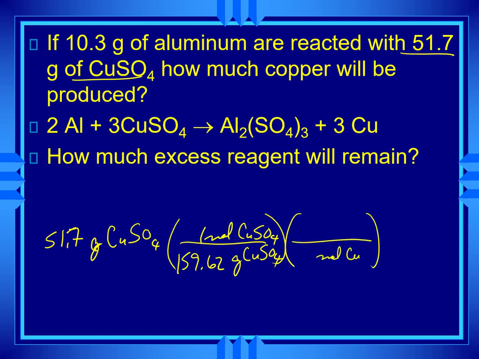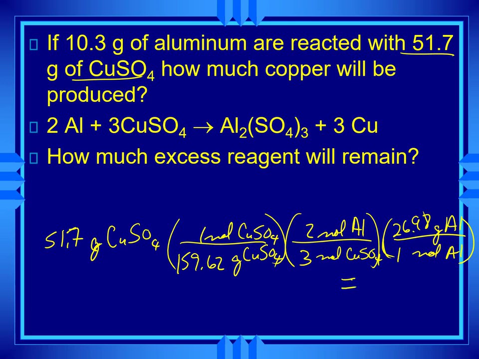And take the moles of copper 2 sulfate and change into moles of the other reactant, aluminum. And there's a 2 in front of aluminum, a 3 in front of copper sulfate. Turn the moles of aluminum into grams of aluminum. 1 mole is 26.98 grams. Push those buttons, 51.7 divided by 159.62 times 2 divided by 3 times 26.98 equals 5.83 grams of aluminum.